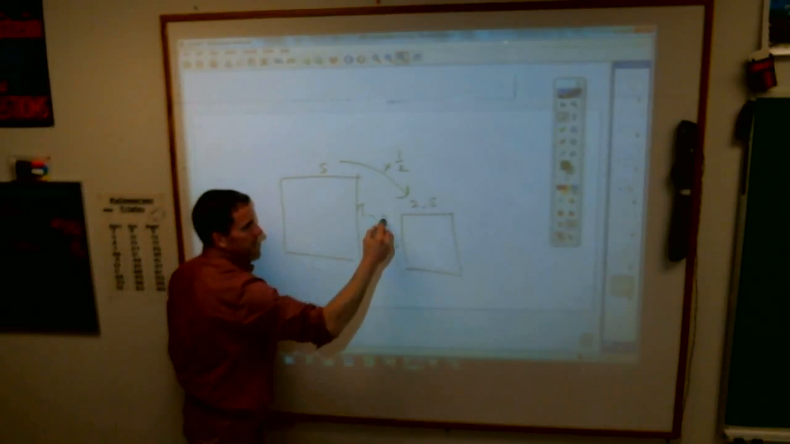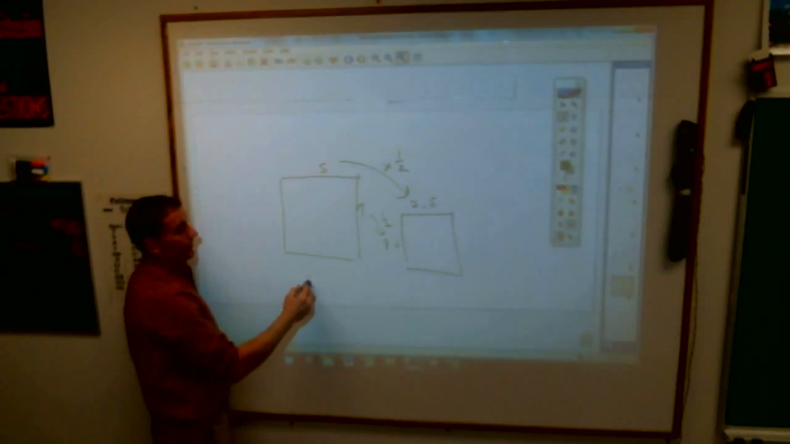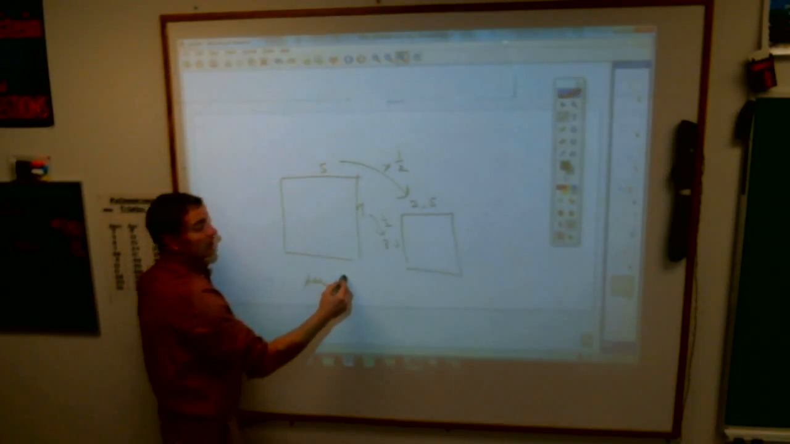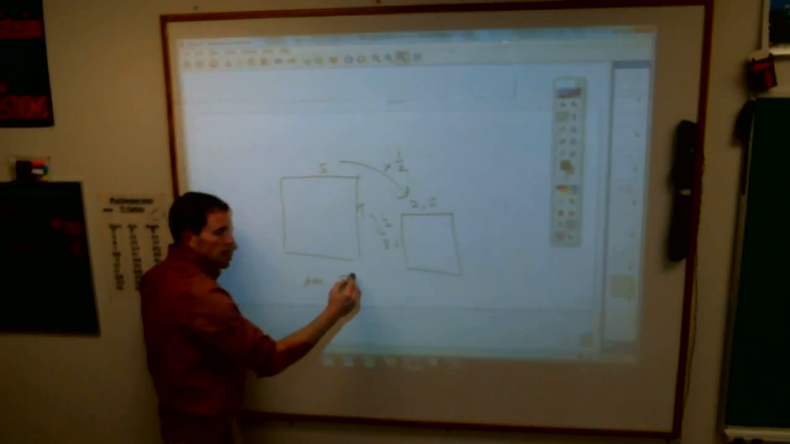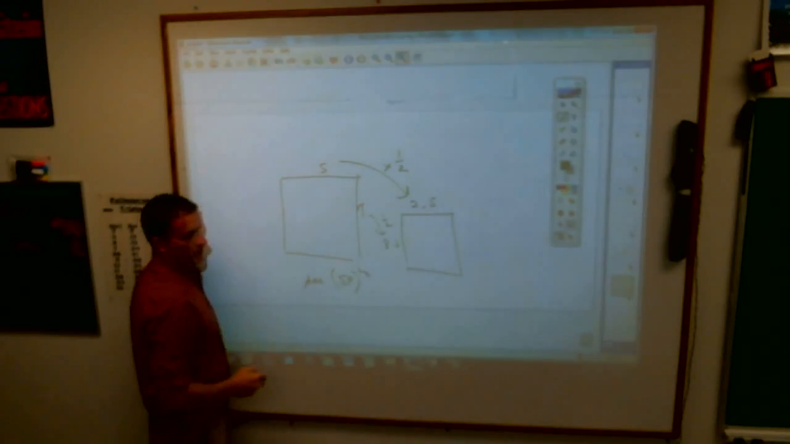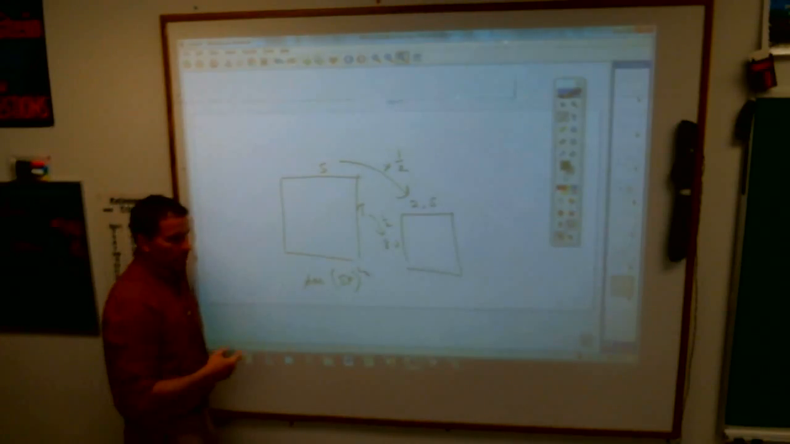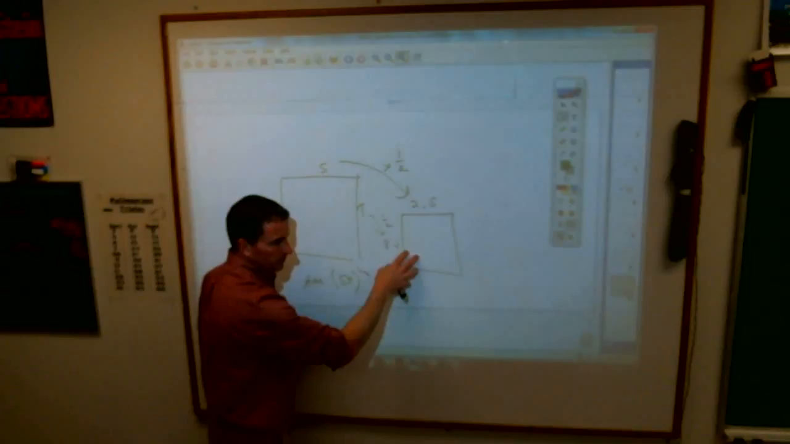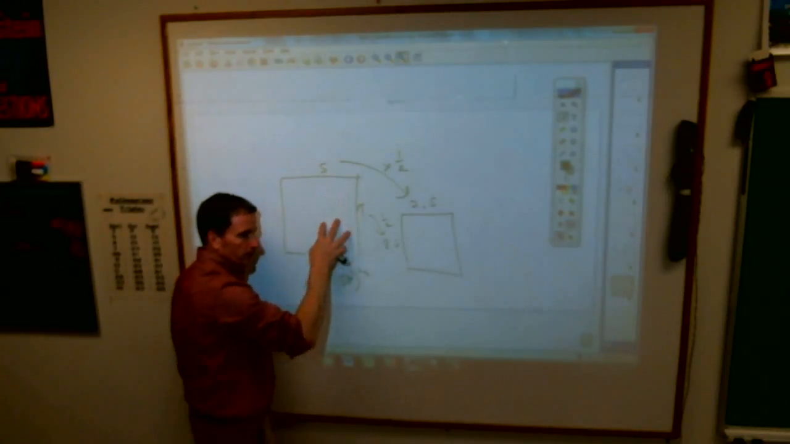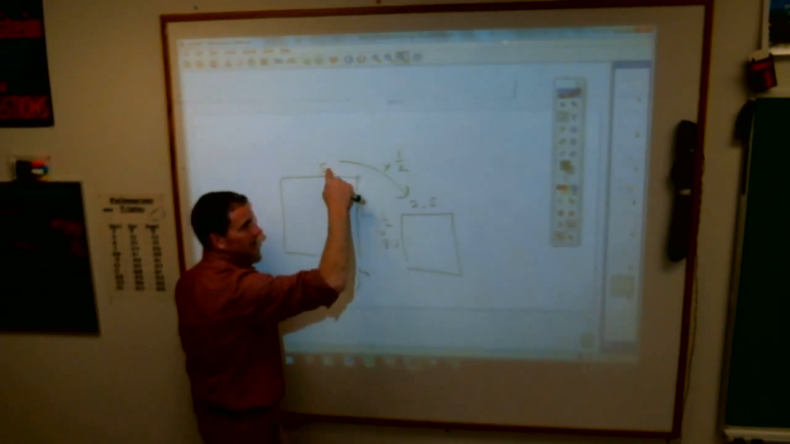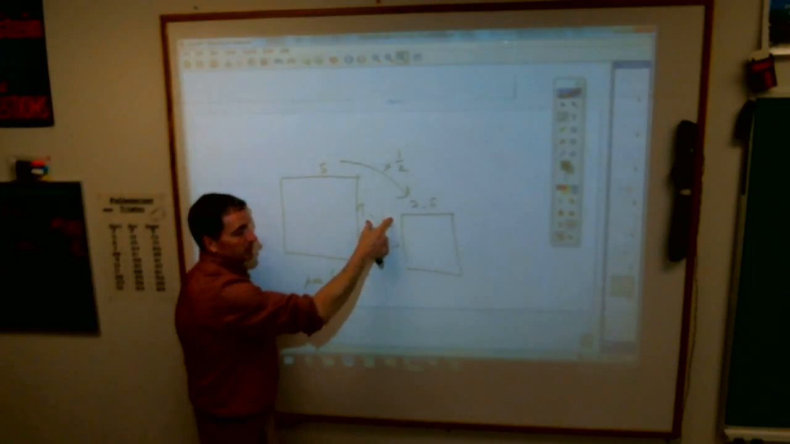Both of them are halves. And we know when you talk about area, you take the scale factor squared to find out how many times bigger. What is 1/2 squared? 1/4. The new picture is 1/4 of this, because it's the scale factor 1/2 times 1/2.